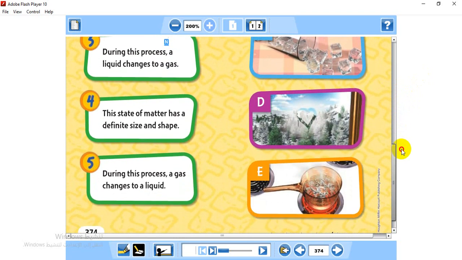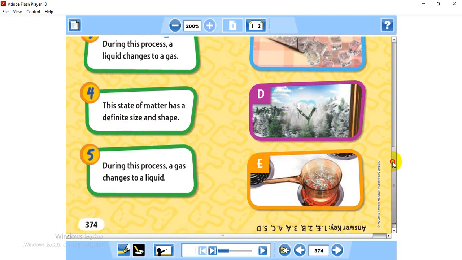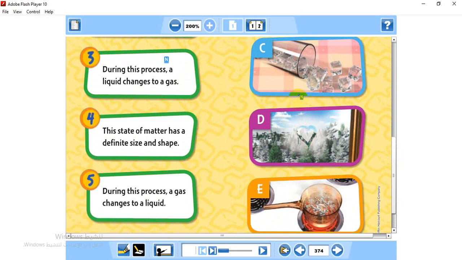Okay, number 4. This state of matter has a definite size and shape. They are talking about what exactly, guys? They are talking about the solid, because they're talking about something that has definite size and shape. So I think they're talking about the ice cubes itself, because they take the cube shape.